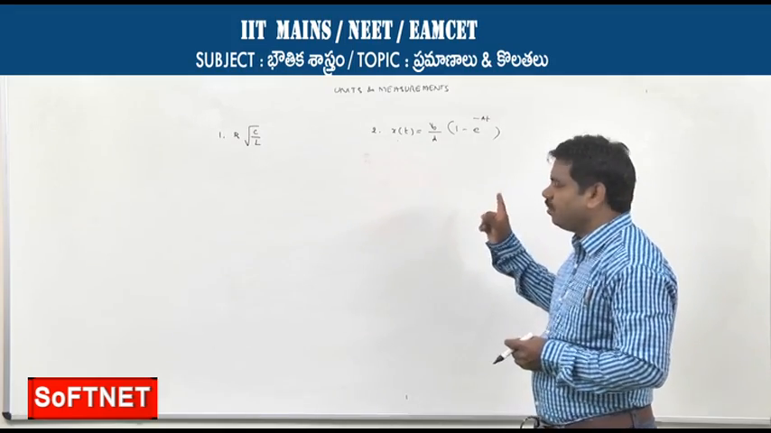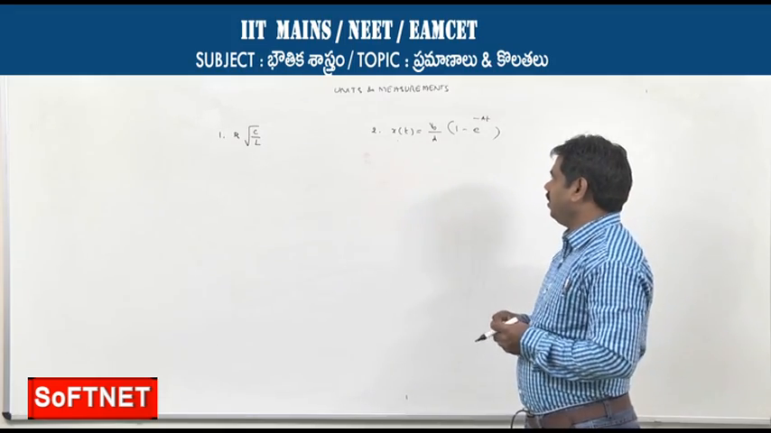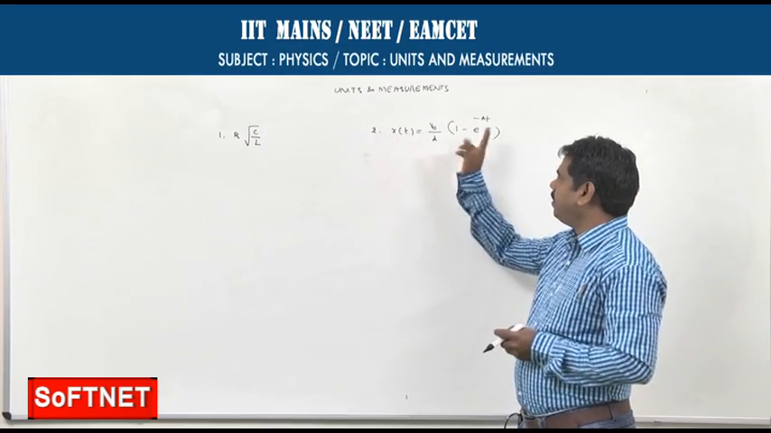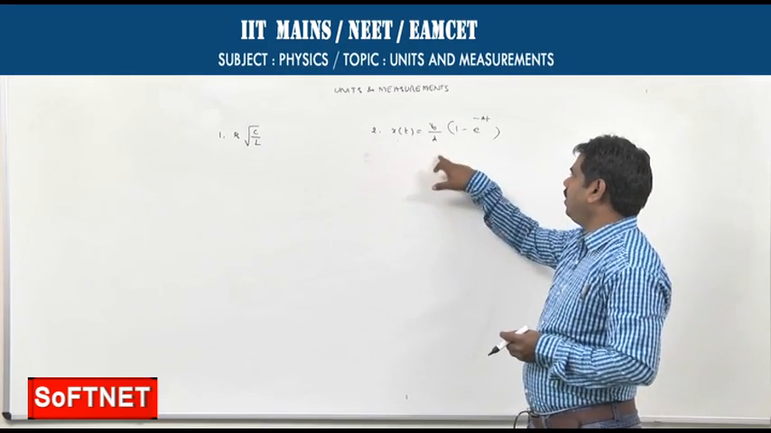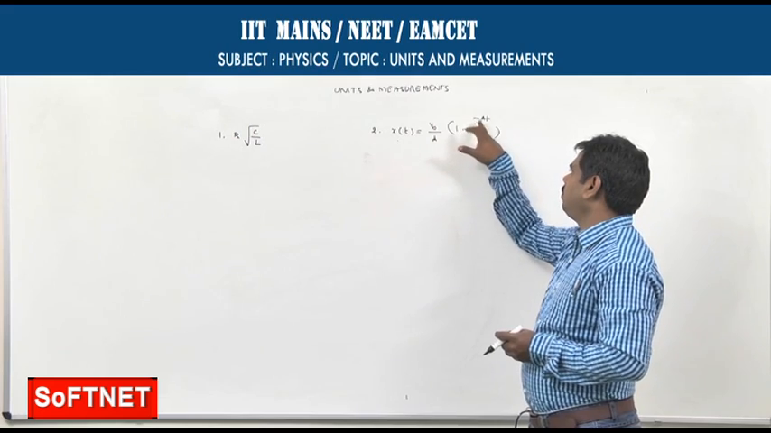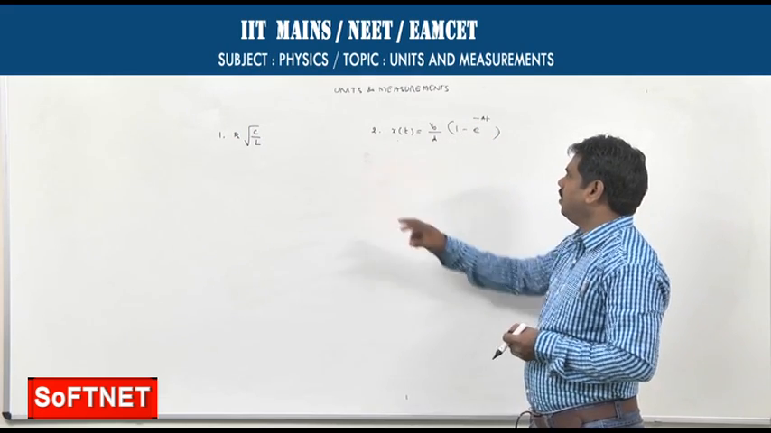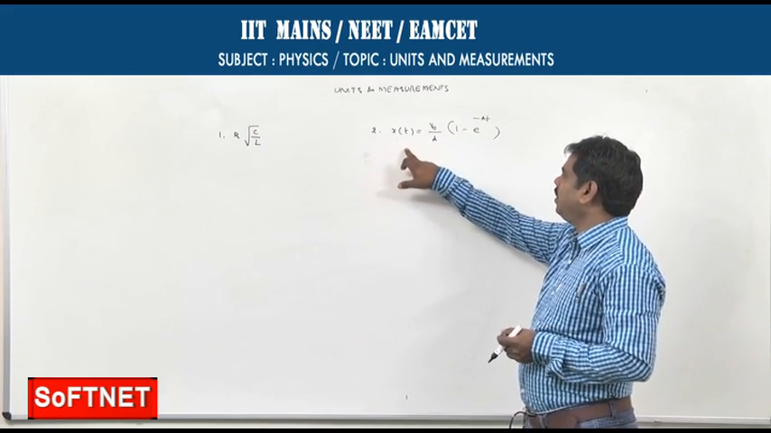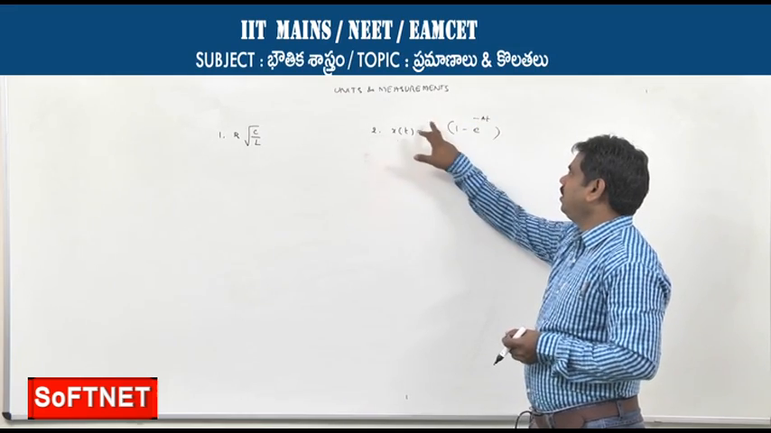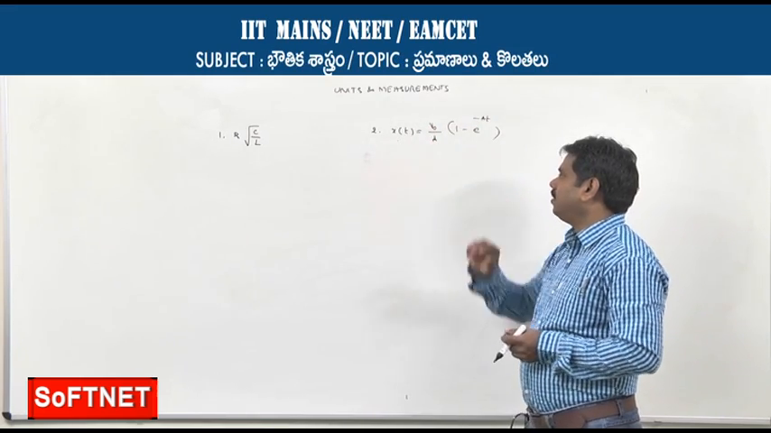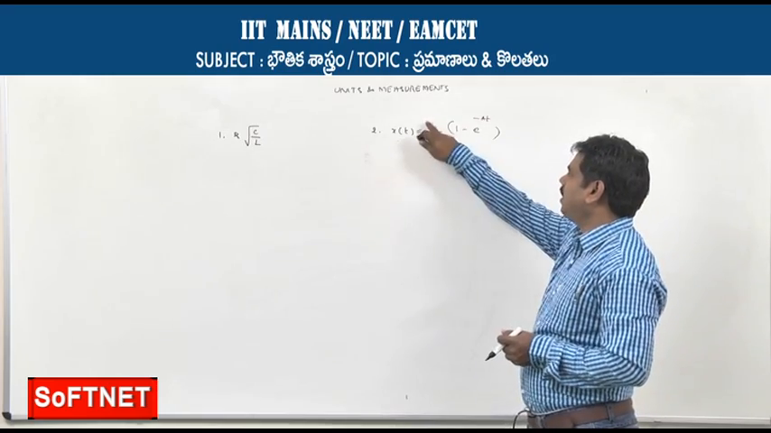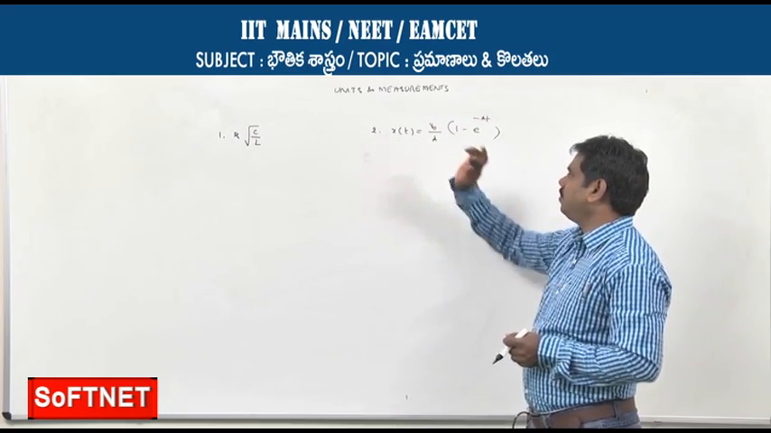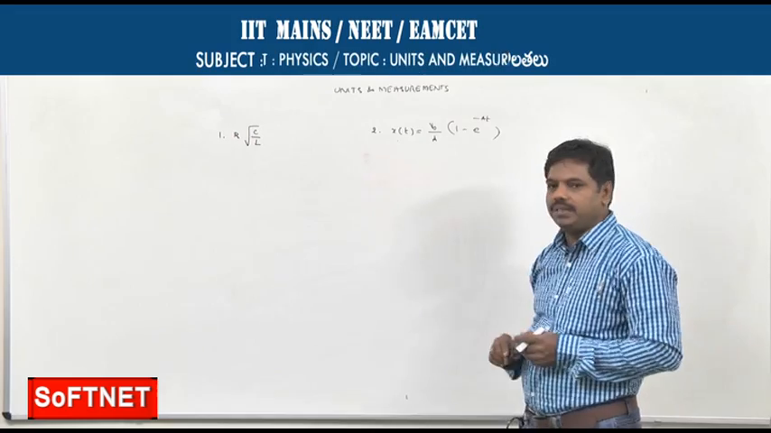And here one more problem. Here we are given x(t), the position of a particle, which can be represented as V naught by A into 1 minus e power minus At, where x is the position of the particle and t is the time. Here V naught and A are the constants. And what are the dimensions, or the dimensional formula, of V naught and A? This we have to find out.